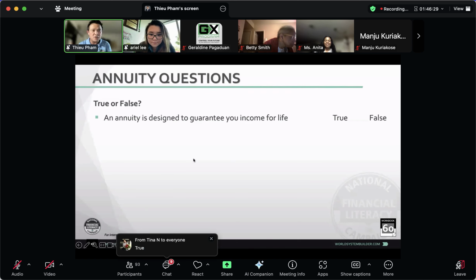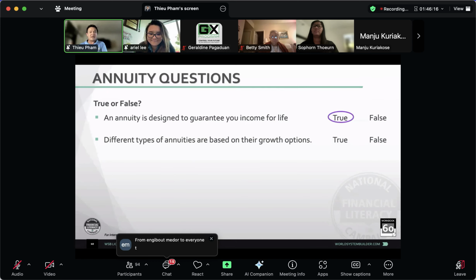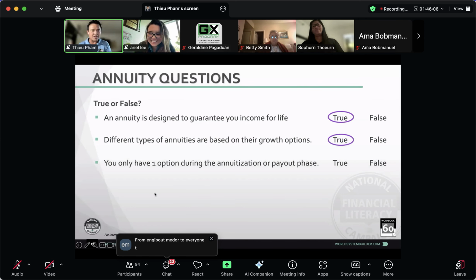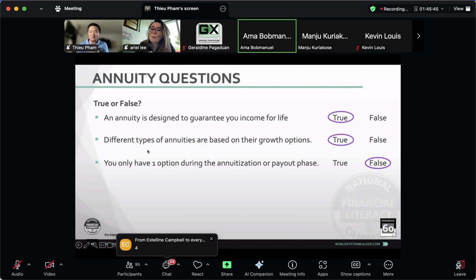Okay, so an annuity is designed to guarantee you income for life. True or false? True, right? It's designed that way from the beginning. Good, easy. Different types of annuities are based on their growth options. True. It's too easy, you guys all got it. And then, you only have one option during annuitization or the payout phase. False. And how many options are there? 4, right? Life, period certain, life with period certain, and then joint and survivor. But they won't ask you that question anyway.